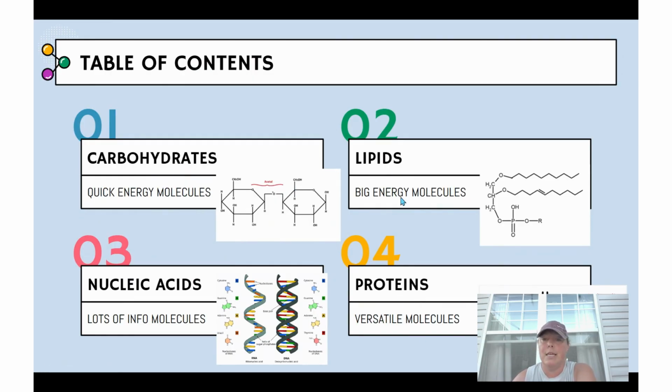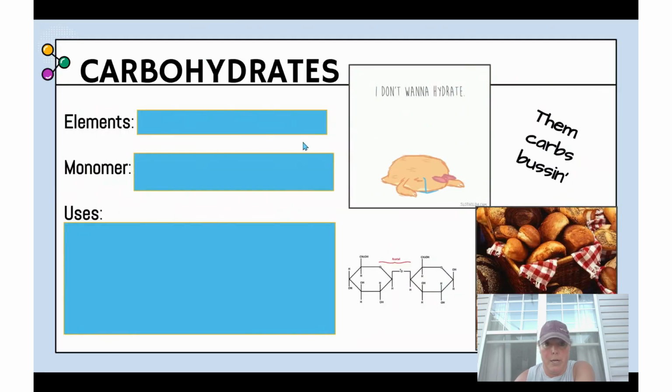So each of these serves a different function. Carbohydrates are sort of our quick energy, lipids are long-term storage, our nucleic acids have lots of info, so they store genetic information, and protein is very versatile. It can do lots of different things. So the first one we're talking about is carbohydrates.